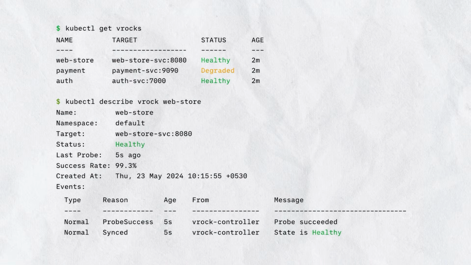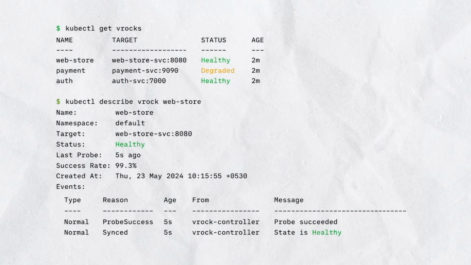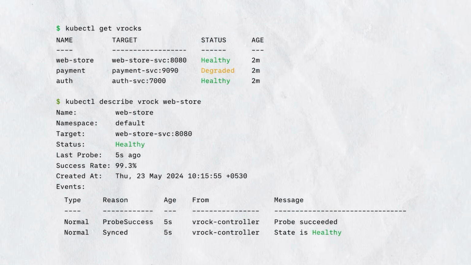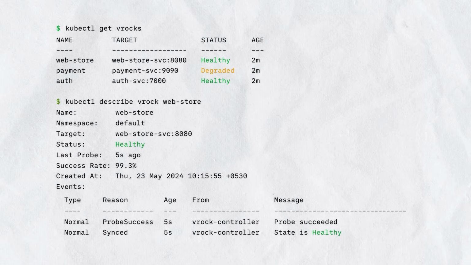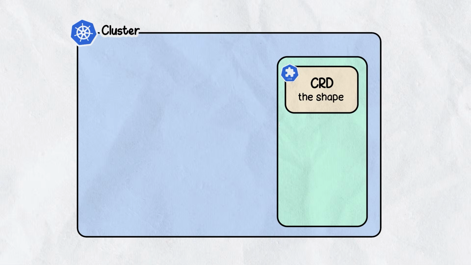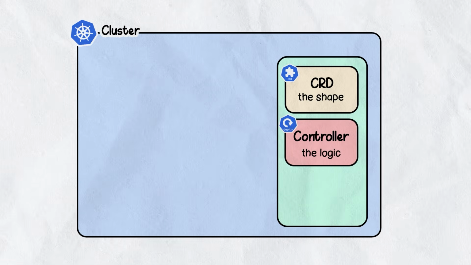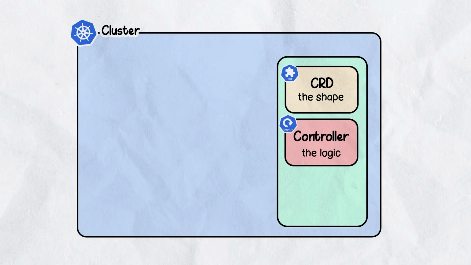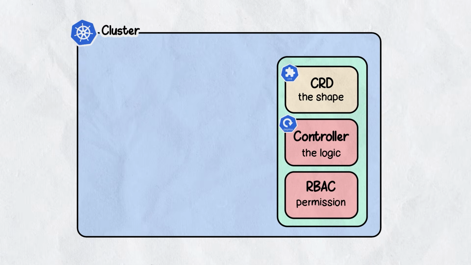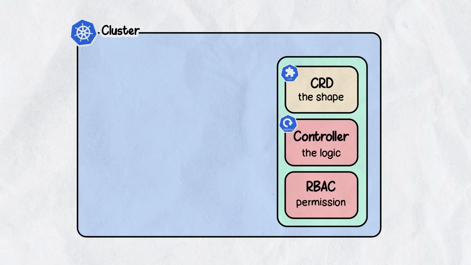So when you write kubectl describe vrock and you give a username, it tells you who's over that threshold right now. And that's the pattern every AI tool in this video follows. A CRD is just the shape. You need a controller watching for those objects and turning them into actual work. When you bundle a CRD plus its controller together, that bundle is called an operator.